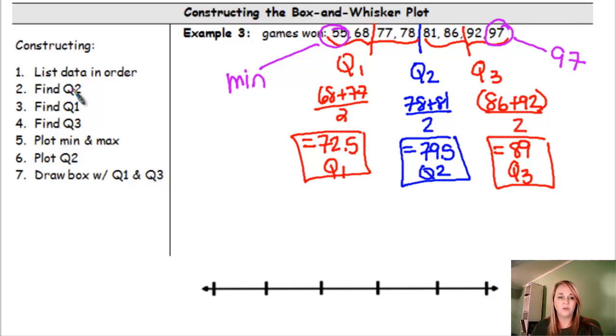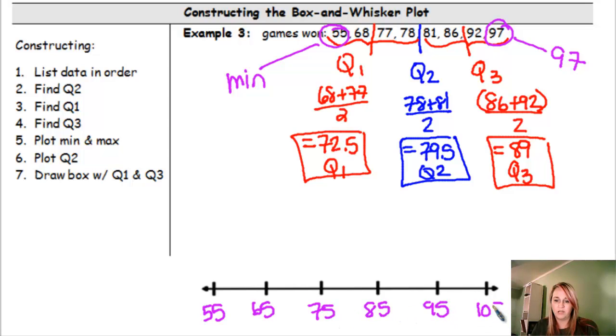So we listed the data in order. We found Q2, Q1, Q3. Now let's plot the minimum and maximum. Well, I know I go from 55 to about 100. So let's start here. We go 55, 65, 75, 85, 95, 105. We just want these evenly spaced and to be able to catch all of the pieces of data. So my minimum is 55. My maximum is 97, which is about right here.